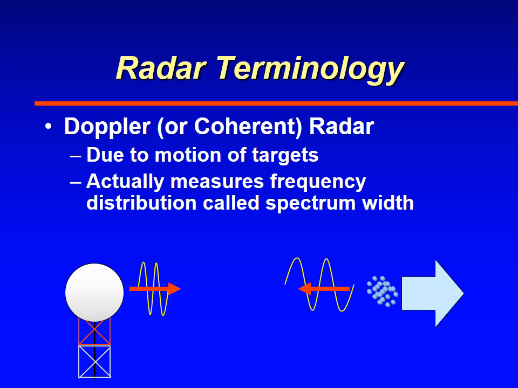Also, another thing that we can measure is the spectrum width. And the spectrum width is how the droplet speeds are distributed. And that'll tell us a little bit about precipitation turbulence within a thunderstorm. And also it helps us identify different types of objects in a thunderstorm.